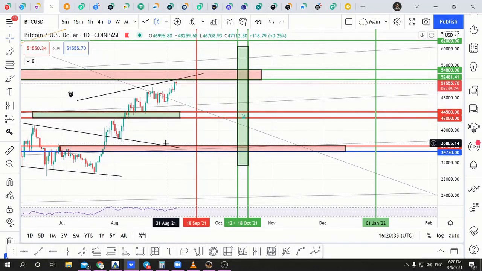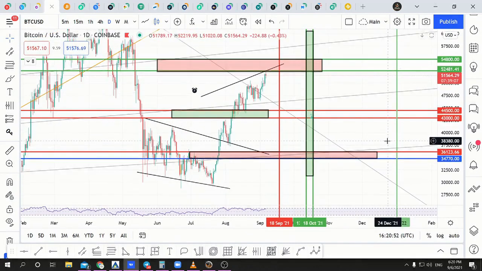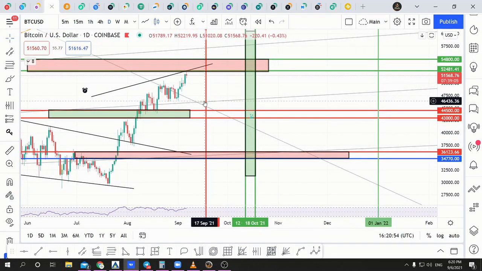Now I'm protecting all of my positions. All of them have a stop loss on the entry, and of course I gained some of my profits from this previous move. Okay, so what to expect? Again, the 18th of September will be my alarm to search for the downside.